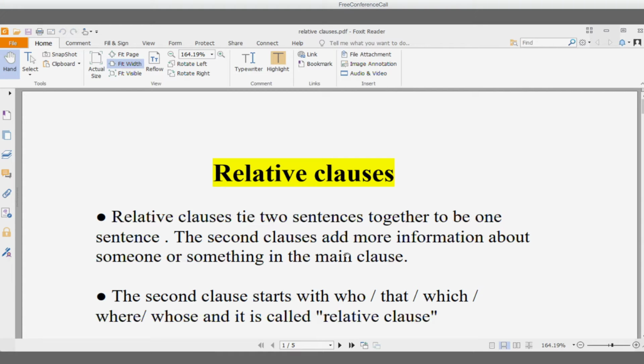What is a relative clause, and why do we call it a relative clause? And what are the relative pronouns used to link two sentences or two clauses, making a relative clause? So a relative clause ties two sentences together to be one sentence. The second clause adds more information about someone or something in the main clause.